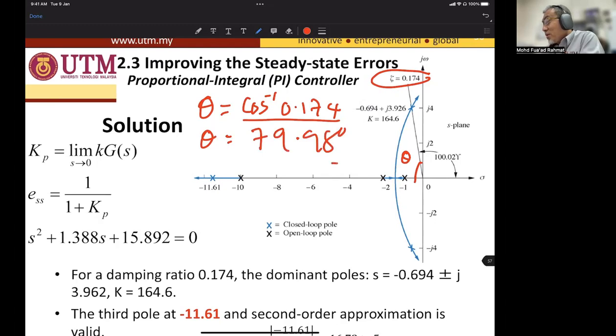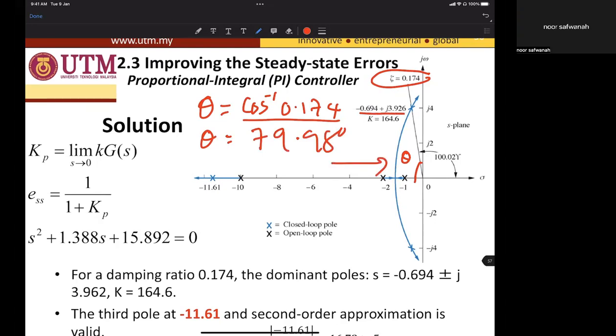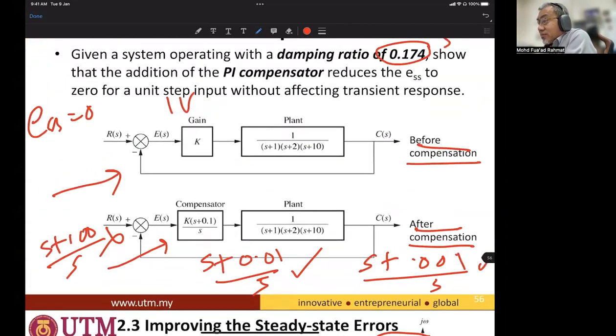Okay, so theta is here. All right. So the dominant pole is minus 0.694 plus j 3.926. So we calculate the error first. Okay. So system is type what?